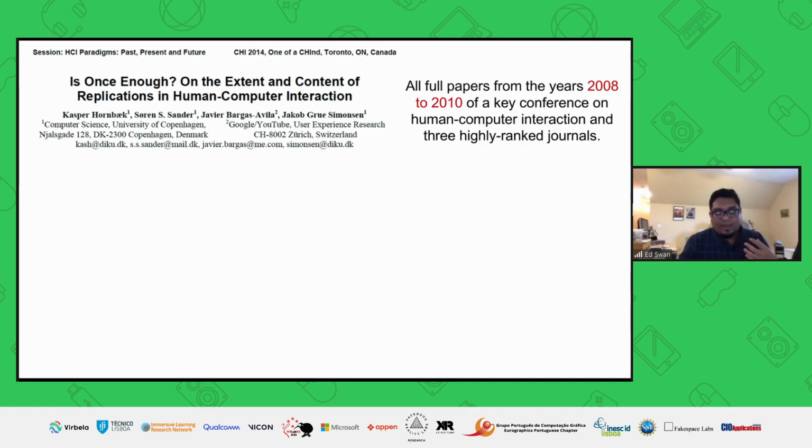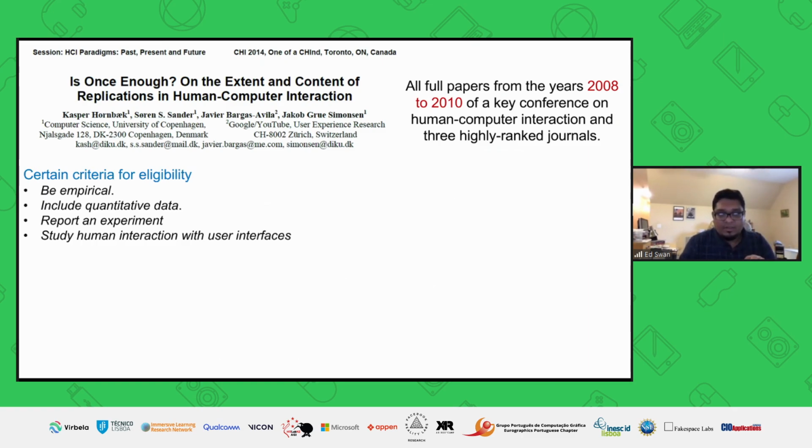At first, when they were trying to explore replication, they set some criteria. The experiment should be empirical. It should include quantitative data, which means you should have some results, not qualitative results. And you should report an experiment, and there should be some human-based study. So for example, computational models and comparing algorithms are not considered in the eligibility criteria, because they are trying to find replication on an empirical basis. So this is the criteria they set up at first.